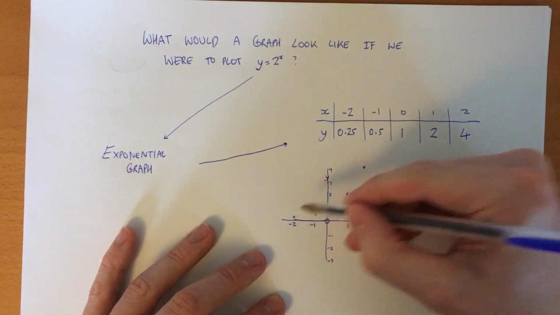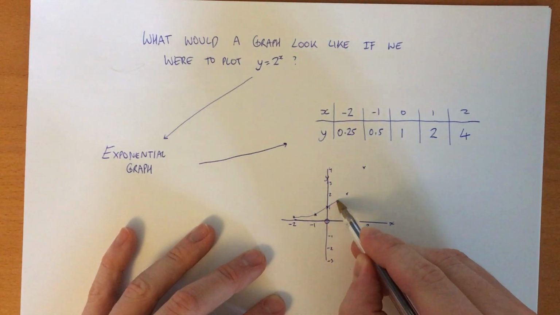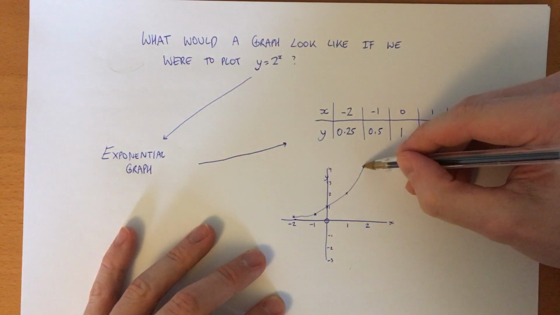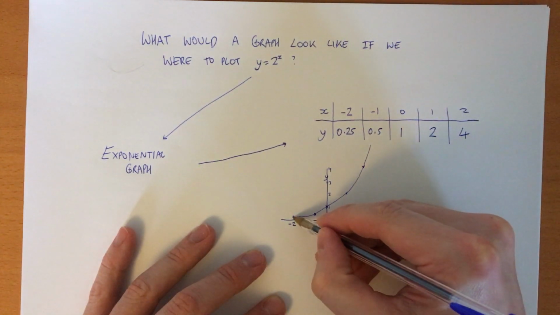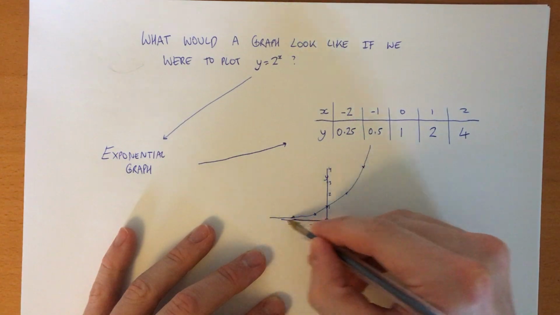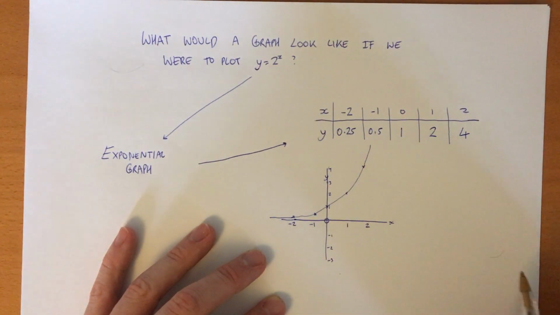Now, as you can see, what we've got here is an exponential graph because it's going to keep getting bigger and bigger. And if that continued, it would be up and up and up and up and up like that. And if this continued, it would be across, it wouldn't ever touch the x-axis in this case, but it would be like that. And that's an exponential graph.